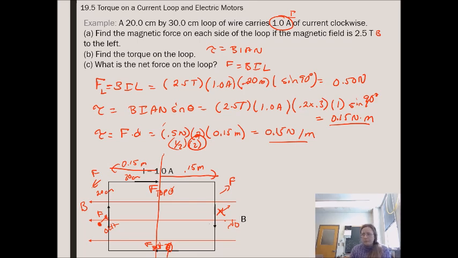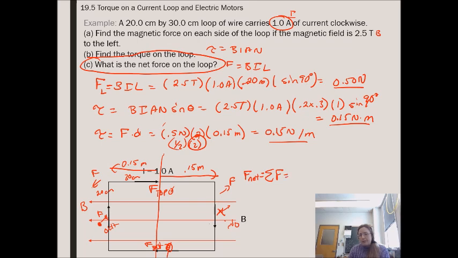Now your challenge question is, what is the net force on the loop? So think about it for a minute. We figured out what the number was for each force. Find out what the net is. And again, the net is the sum of forces. F net is equal to the sum of forces. So think about it for a minute.